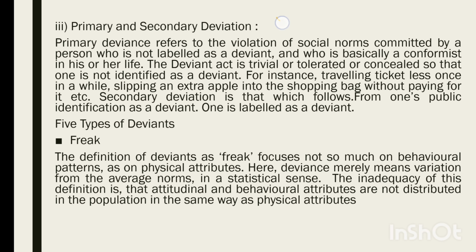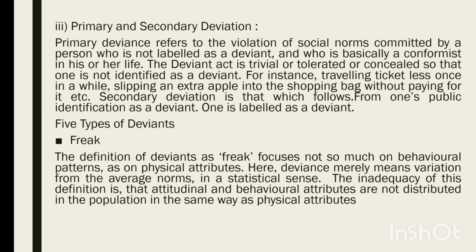Primary and secondary deviation. Primary deviation refers to the violation of social norms committed by a person who is not labeled as a deviant, who is basically a conformist in his or her life. The deviant act is tolerated or concealed so that one is not identified as a deviant. Examples of primary deviation: a person traveling ticketless once in a while, and a person slipping an extra apple into the shopping bag without paying for it. Secondary deviation is that which follows from one's public identification as a deviant; one is labeled as a deviant.